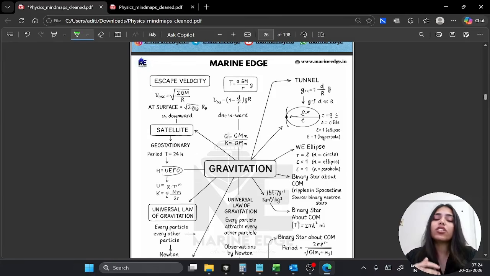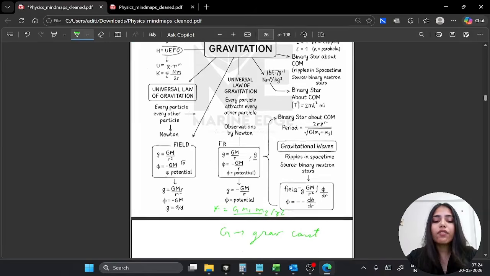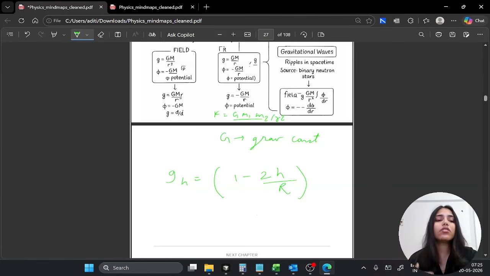Then we have the variation of g with respect to height. As we move to different heights, or as we go deeper or away from the surface of Earth, the value of g changes. And for that also we have the formula here. So g at a defined height, when you're going for a smaller distance, becomes g times 1 minus 2h upon R. h is the height and R is the radius. As the height increases, the acceleration due to gravity starts decreasing. The force of gravitation will keep on decreasing with height.